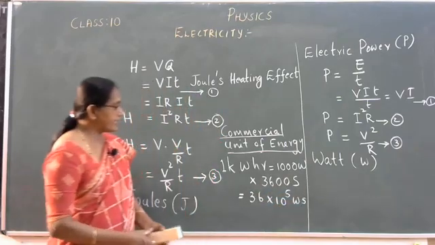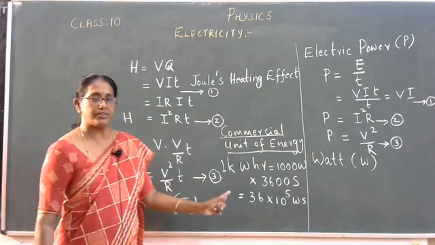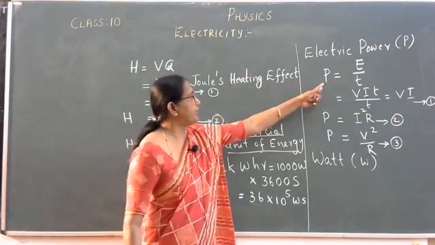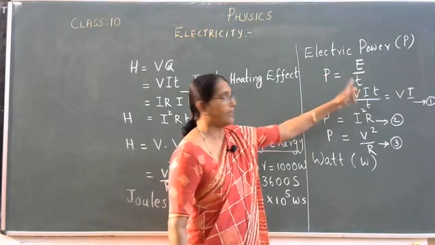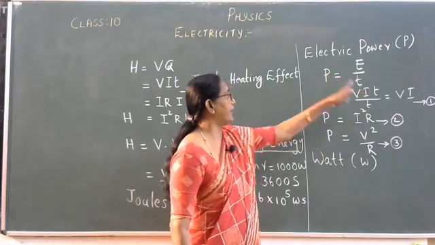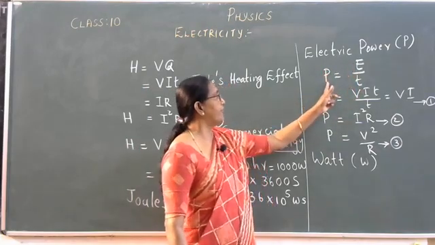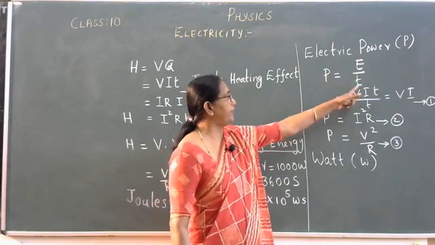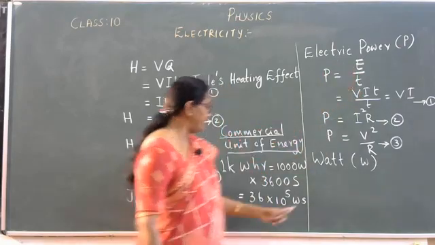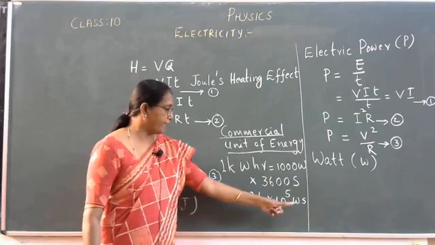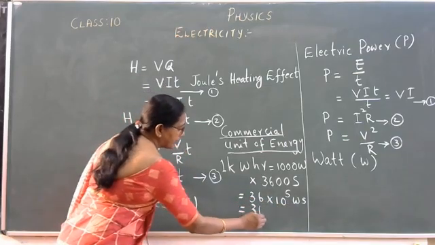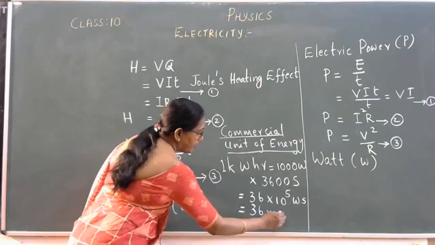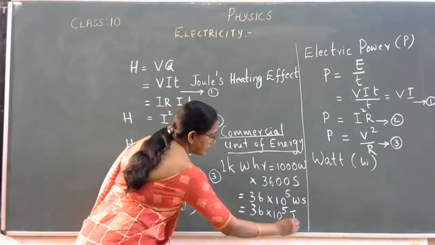So this watt second will become just joules because the standard unit for power is watt, the standard unit for time is second. So the product power into time is energy. If the power is in watt and time is in second, then energy will be in joules. Therefore the watt second is joules. So this is equal to 36 into 10 to the power of 5 joules.